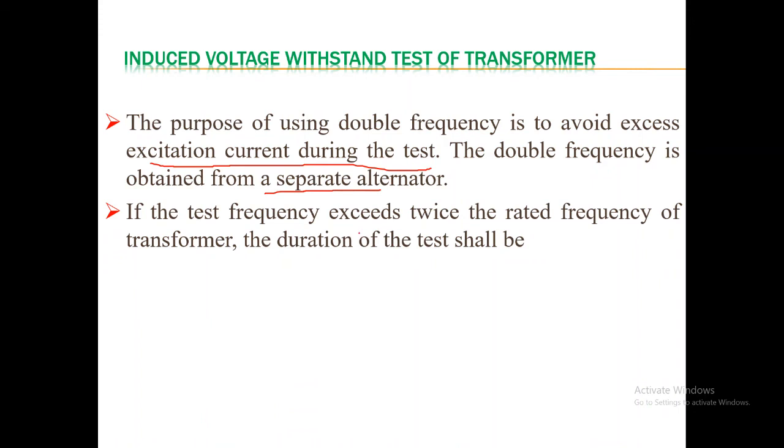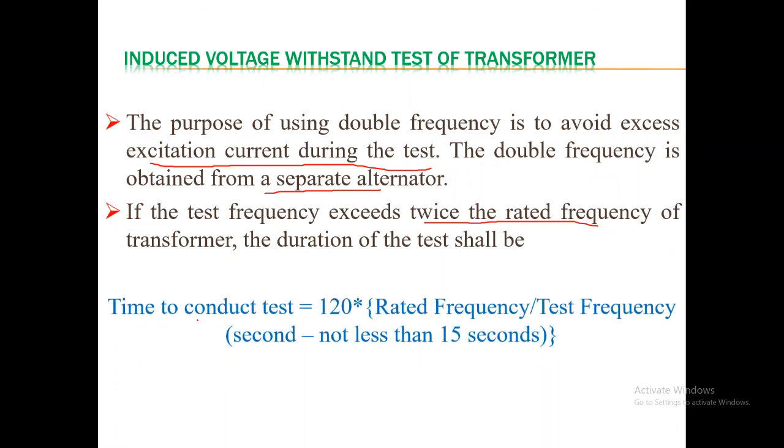If the test frequency exceeds twice the rated frequency of the transformer, then the duration of the test will be calculated from this formula. The time to conduct the test is 120 times the rated frequency divided by the test frequency, and the unit is seconds. Whatever value you get should not be less than 15 seconds.